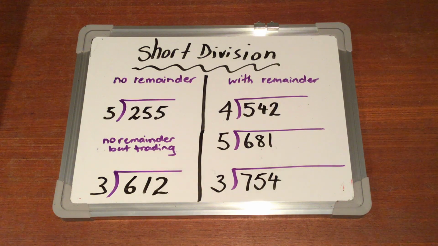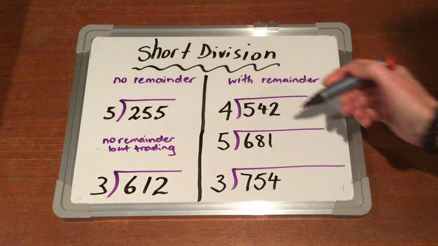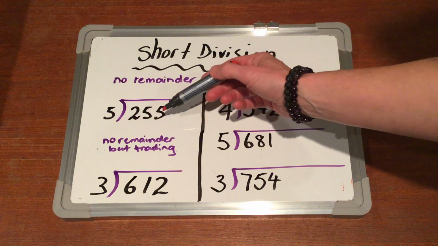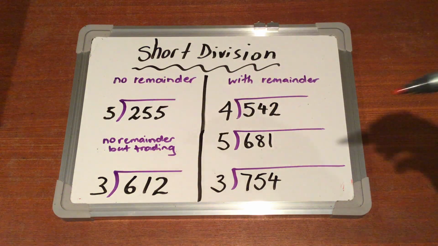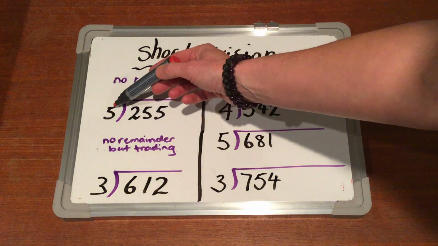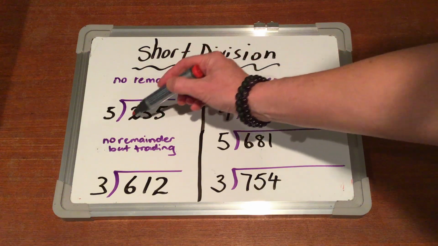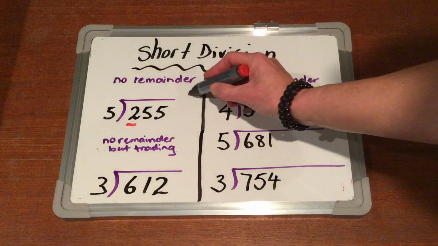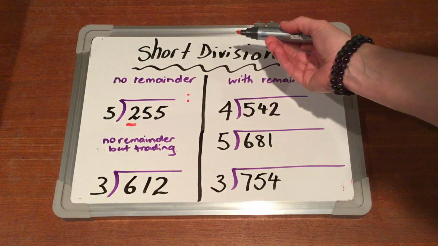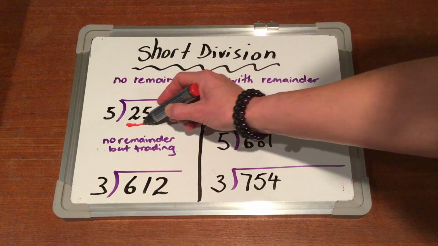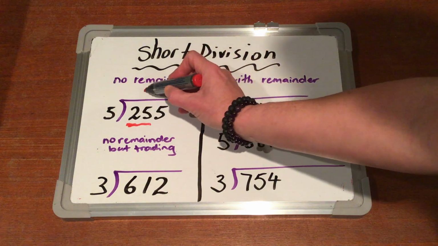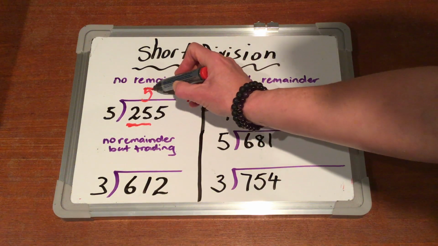So when we're learning short division at the start, it's useful to learn with no remainders and no trading, just to get the hang of the actual process. So here we go, we've got 5 into 25. I'm not picking 2 straight up because 2 is not enough. I can't make a group of 5 out of 2 things, okay? So I've got to take it to the next level, 25 things.